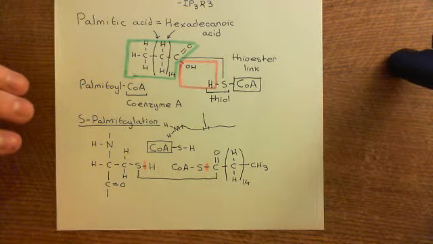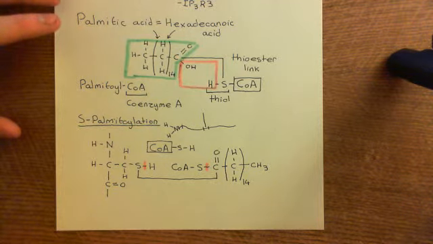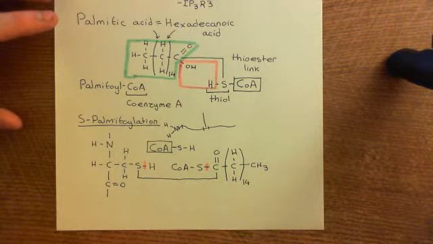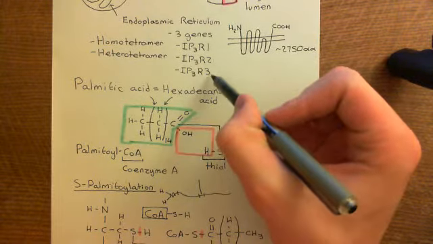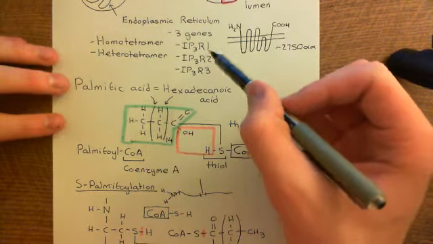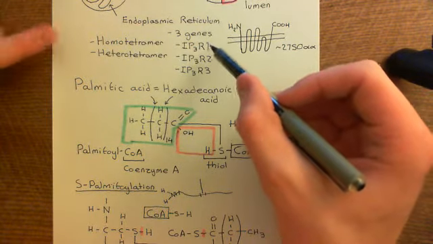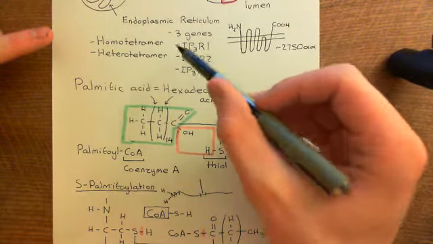The first thing to say is that only the palmitoylation of the IP3 receptor type 1 subunit has been characterized at all. We do not know anything about the palmitoylation of the IP3 receptor 2 subunit or the IP3 receptor 3 subunit. We do not even know if they're palmitoylated at all. All we know is with regards to the IP3 receptor subtype 1.